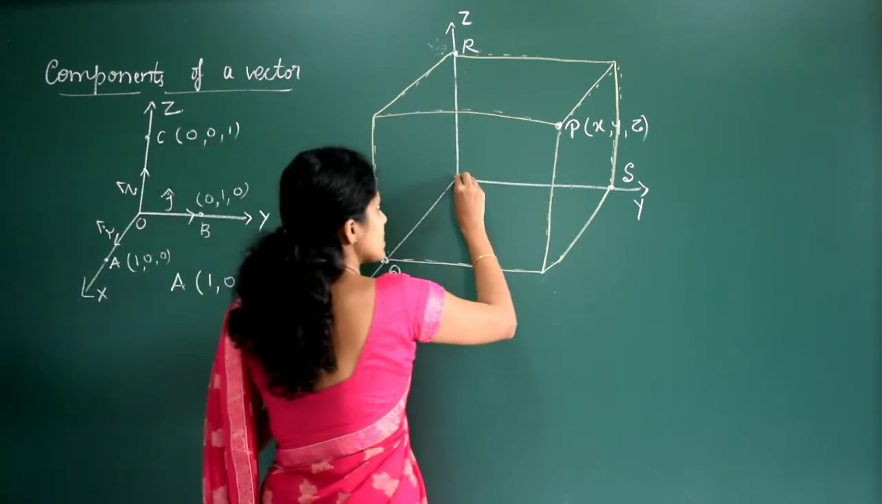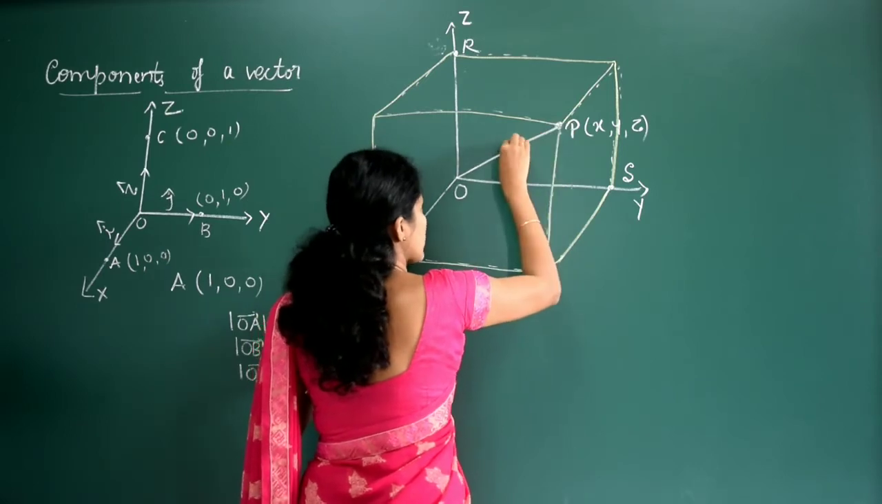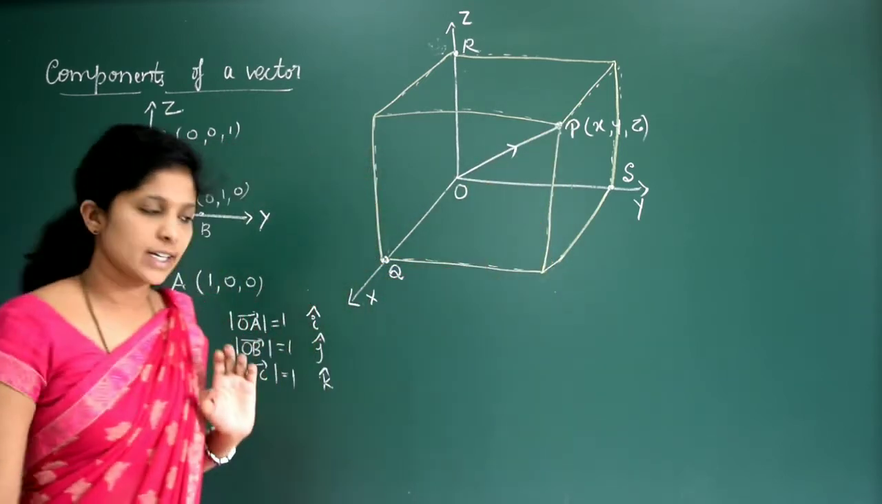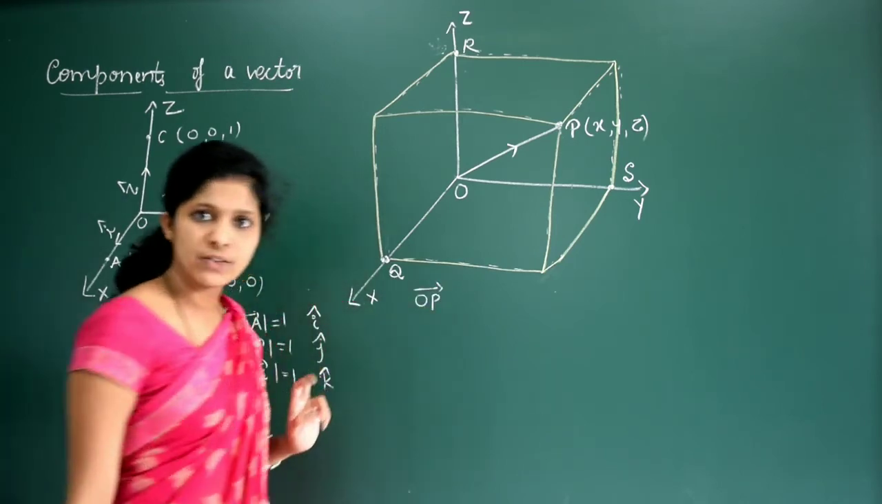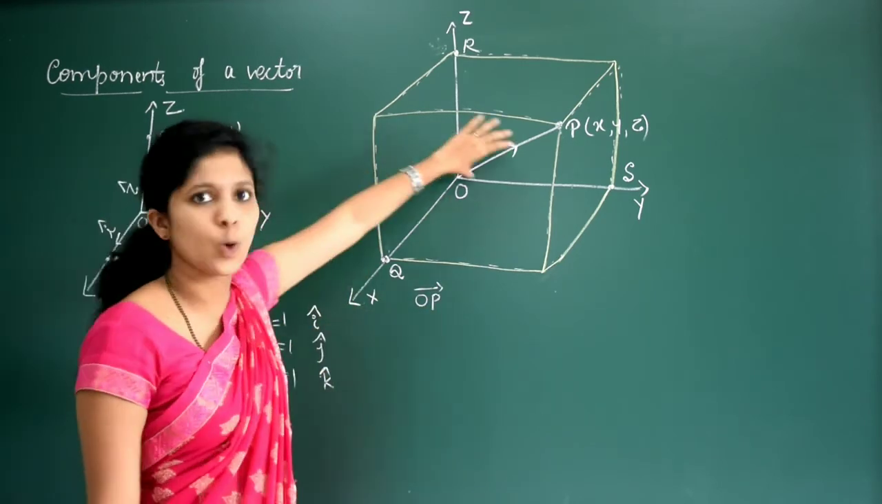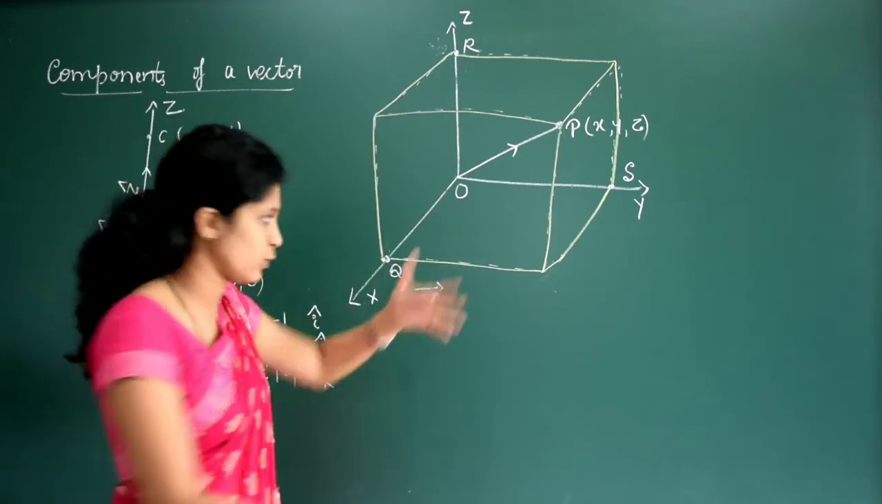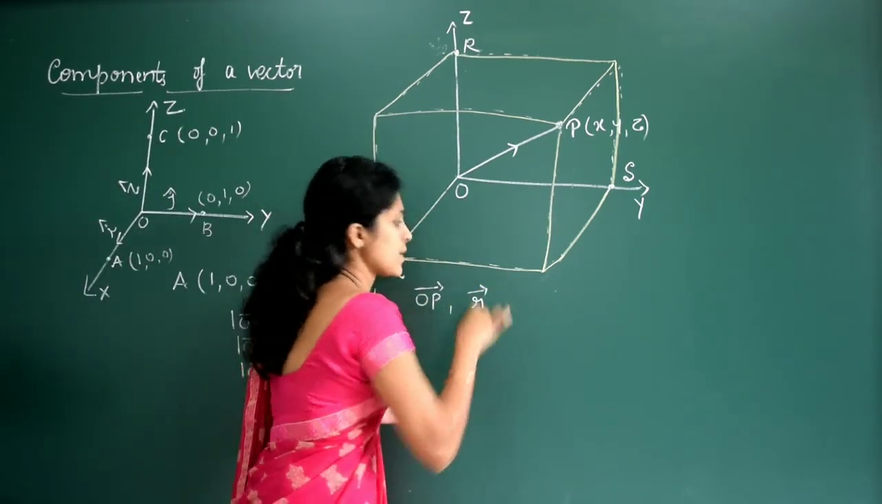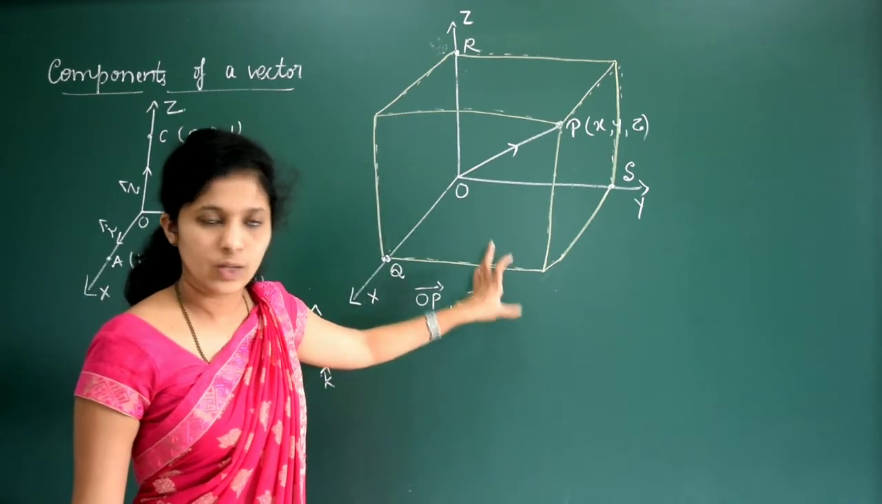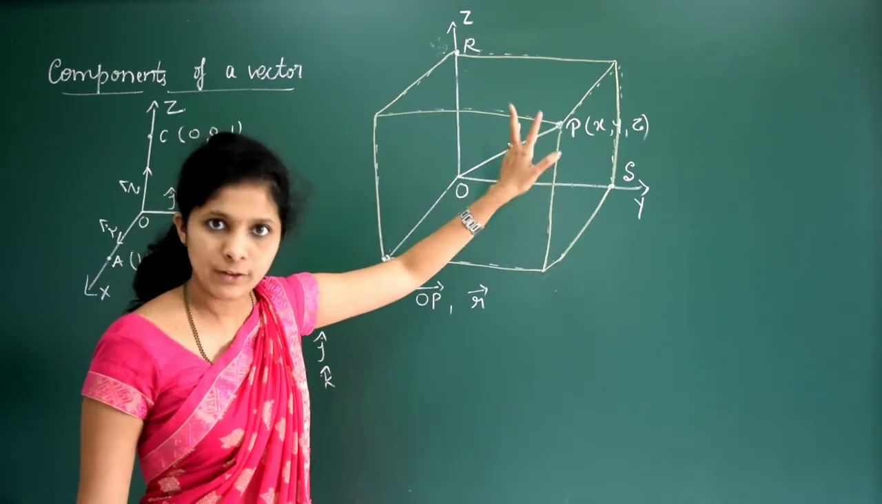Now here you can see this OP vector. Okay, the vector OP is a position vector. OP vector is a position vector. Now we need to find this OP vector. Usually we represent OP vector by r vector, as we discussed in the previous session. Now we need to find this vector. Okay, we have to find OP vector.